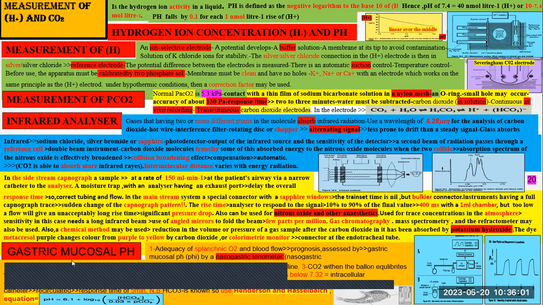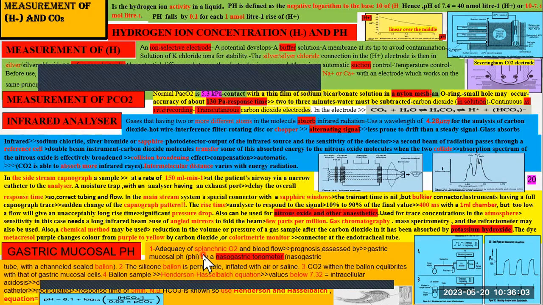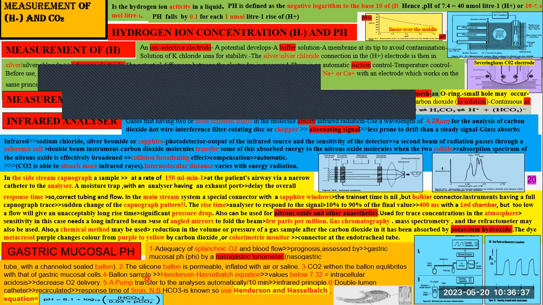Gastric mucosal pH. It's just a gastric tube. We call it gastrotonometer. It has a balloon. This balloon is made of silicon, and we inject saline or air in it, and it equilibrates with the CO2 of the mucous membrane, where it is being decreased whenever there is a decrease in the splanchnic blood flow in a shock patient. And from this sample we can, by the Henderson-Hasselbalch equation, denote the pH.